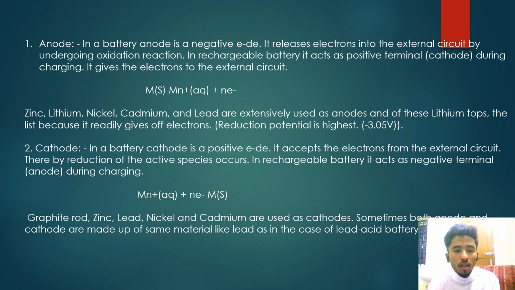Cathode. The cathode in the battery is positive. It accepts electrons from the external circuit. The reduction reaction of the species occurs in the rechargeable battery. It acts as the negative terminal, like the anode, during charging. The reaction is Mn+ plus ne- goes to M. Graphite, rod, zinc, lead, nickel and cadmium are used as cathodes. Both anode and cathode made of the same material is the case in the lead battery.